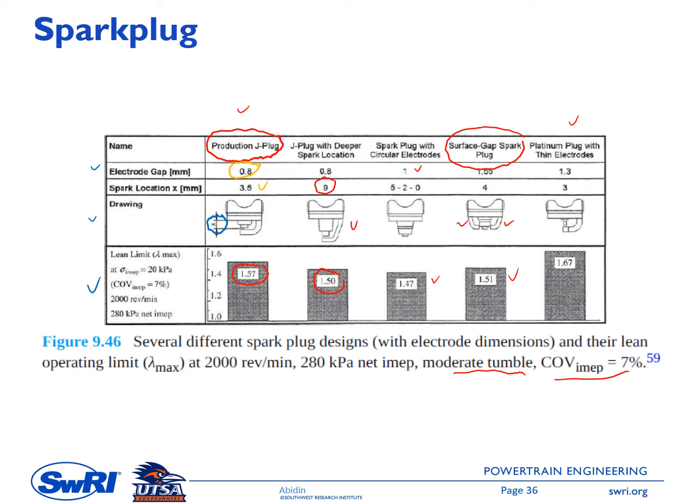And this J-gap spark plug with thin electrode has the highest lean limit, 1.67, which is good. The higher the lean limit is, the better the spark plug is, and it means that the spark plug can work under a lean mixture condition, and lean mixture requires more ignition energy than stoichiometric mixture.